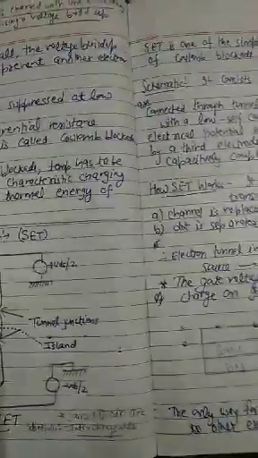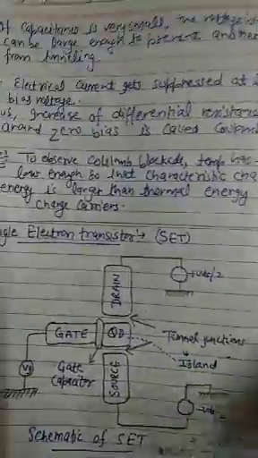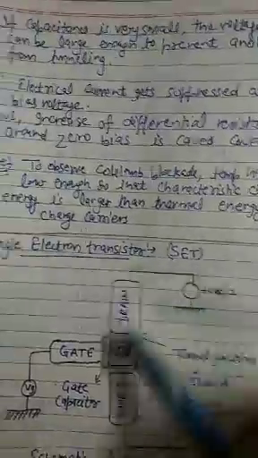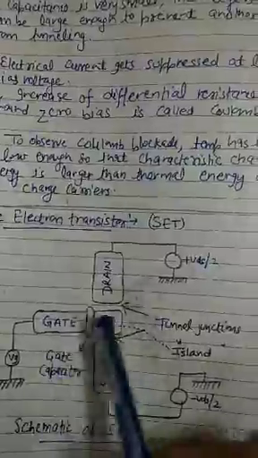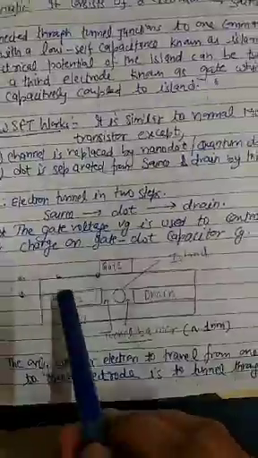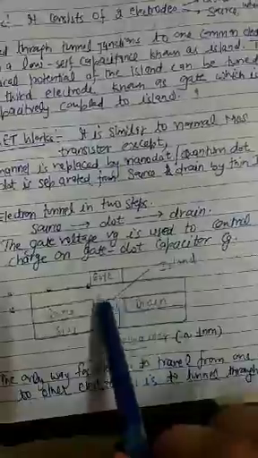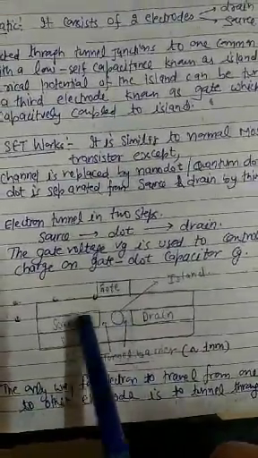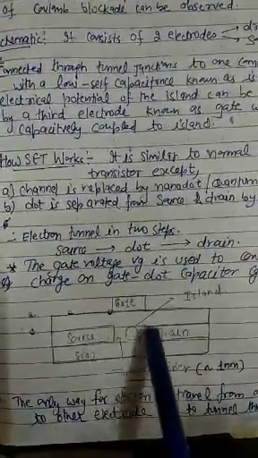So we can assume how an electron tunnels from source to drain. It will tunnel in two steps. Firstly, it will tunnel from source to quantum dot, then from quantum dot to drain. The gate voltage is basically used to control the charge on the gate capacitor. If we look from another perspective, this is source, this is drain, this is our SiO2, and this is a quantum dot which we call the island. The electron will tunnel from source to island, then from island to drain. These are the two tunnel junctions.